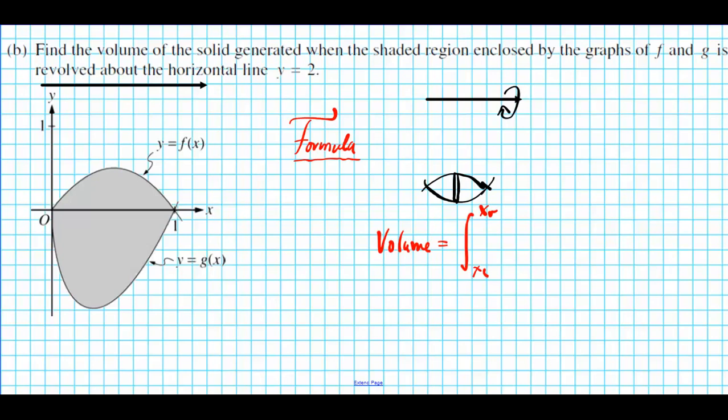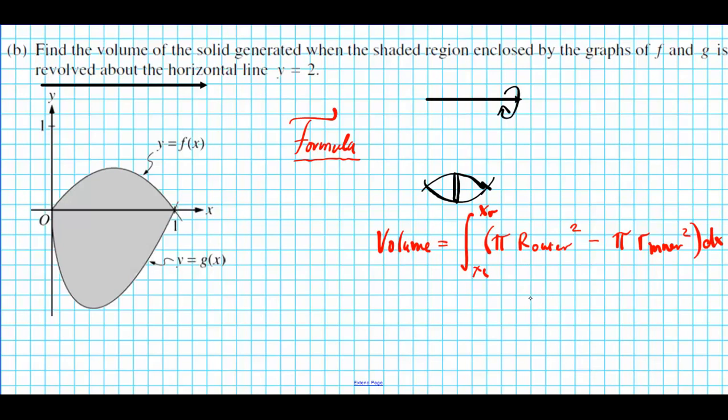Okay, times the integral of pi times the outer radius squared, so big R, I'm going to call it R outer, squared, minus pi times the inner radius squared. Okay, and this entire thing dx, because our slice is oriented in the vertical orientation. So it's going to be dx. So this is basically the formula right here.